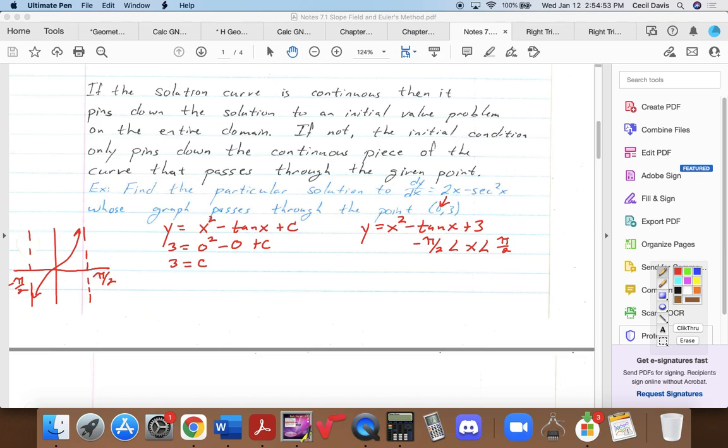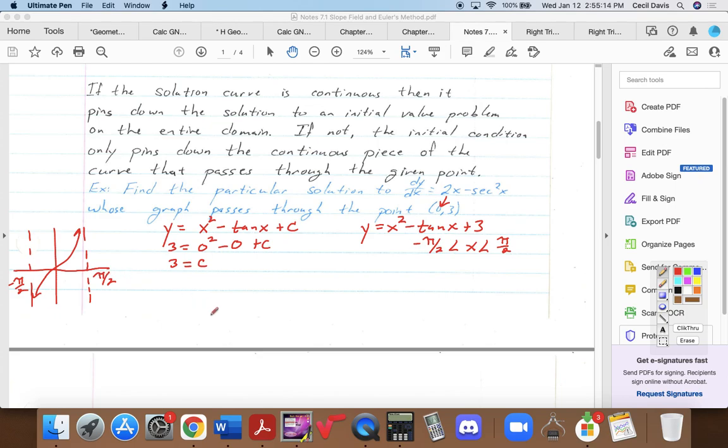What if the domain for the question is 1, 2, 3? I'm sorry, say again? What if the question asks the graph passes through the point 1, 3, instead of 0? 1 would still be in this interval because 1 is in between negative pi over 2 and pi over 2.